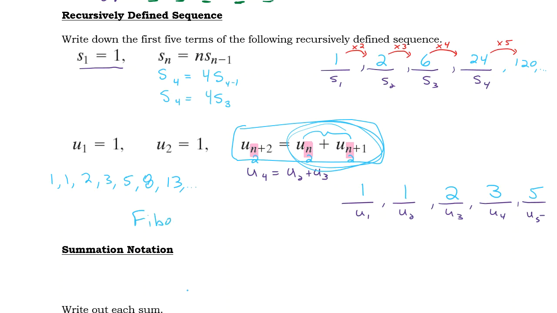Let's see. Oh, C, it's got 2 C's in it. Fibonacci. There we go. If you want to go down a rabbit hole, Google Fibonacci sequence. A lot of fun stuff going on there.